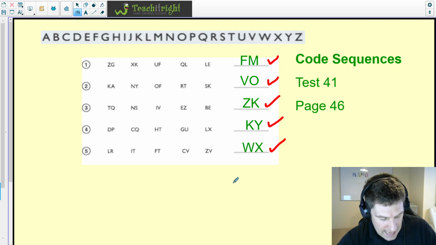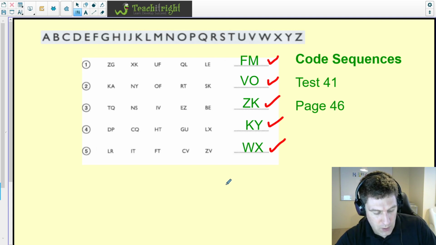Then we've got ZK. And the first letter was -6, -5, -4, -3 and then -2. The second letter was +2, +3, +4, +5 and then +6. Question 4 was KY. And this was every other letter +4. And then the second letter went +1, +3, +1, +3, +1. So again, well done if you got that one right.